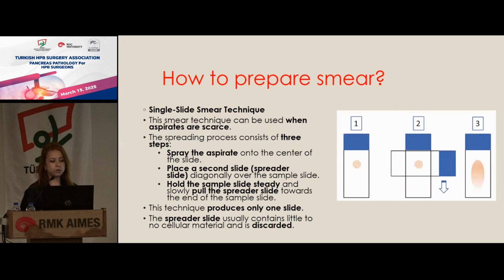You know, one of them is the single slide smear technique. We just put the aspirate in the center of the slide, and we use a second slide as a spreader. We call it the spreader slide. We hold the sample slide and pull the spreader slide towards the end of the sample slide. This technique produces just one slide, and the spreader slide usually contains little or no cellular material.